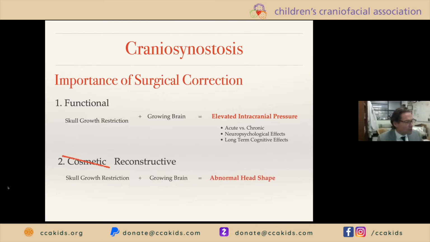But so if you have skull restriction in the growing brain and you have craniosynostosis, what will happen is the head shape will grow abnormally, because the brain will still want to grow despite the restrictions placed on it by the craniosynostosis. So what we do is we try to prevent that abnormal skull growth by releasing the sutures that cause that abnormal constriction.